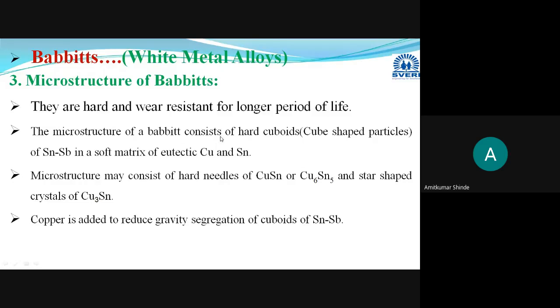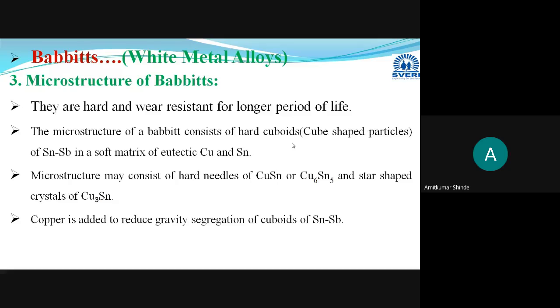The microstructure of Babbitt consists of hard cuboids. Cuboids are nothing but cube-shaped particles. These cube-shaped particles will be of tin and antimony, and the surrounding network will be of copper and tin. In some cases, the microstructure may consist of complex compounds of copper and tin. Due to that, some needle shaped particles may be there.